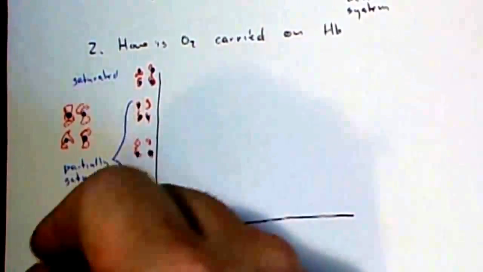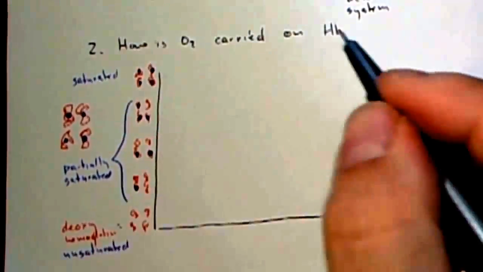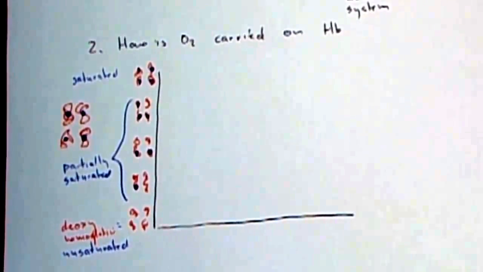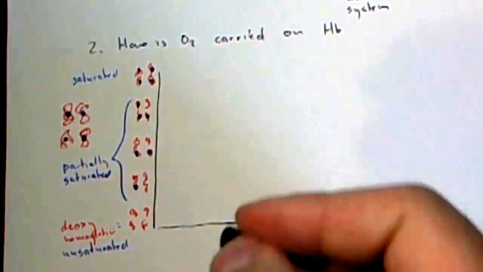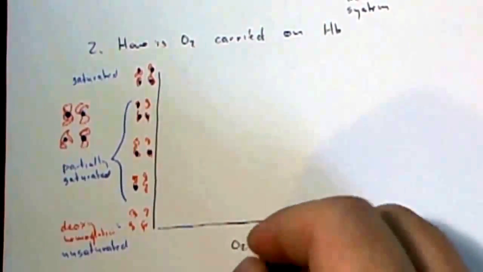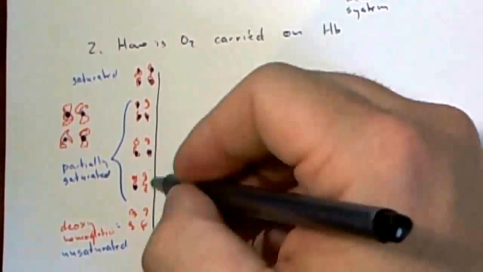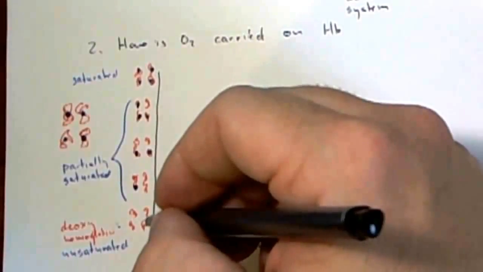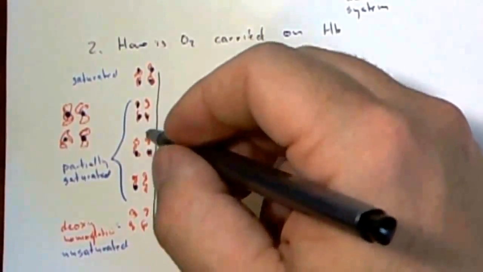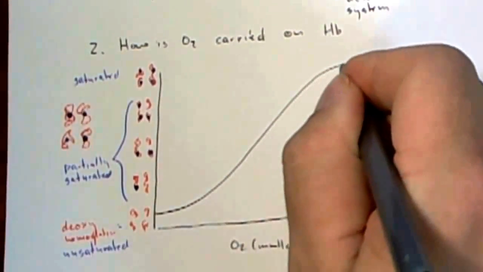And then deoxy equals unsaturated. If you plot a graph where you put oxygen concentration in millimeters of mercury on the x-axis, and then how often the hemoglobin exists in this state versus this state, you'll get a plot that looks kind of like that.